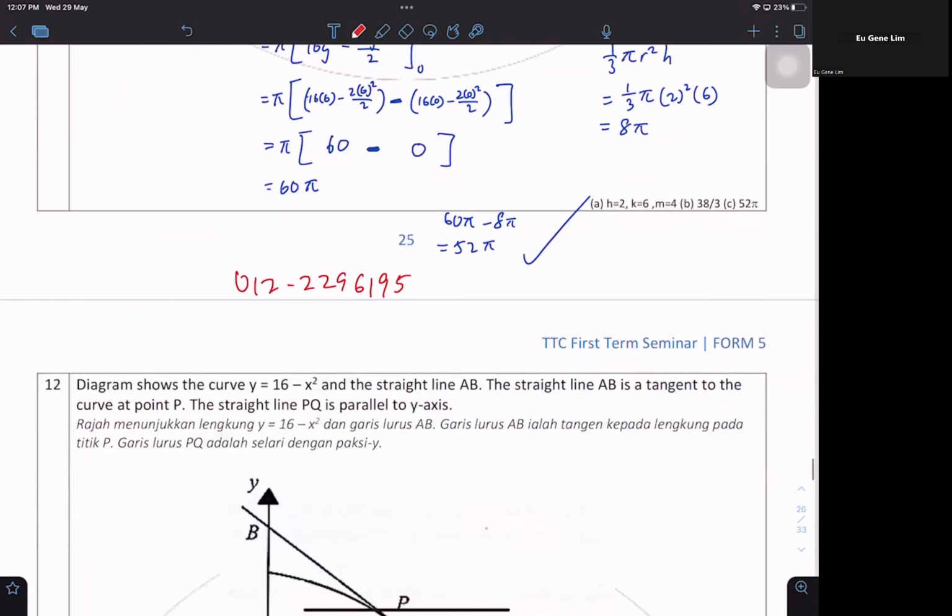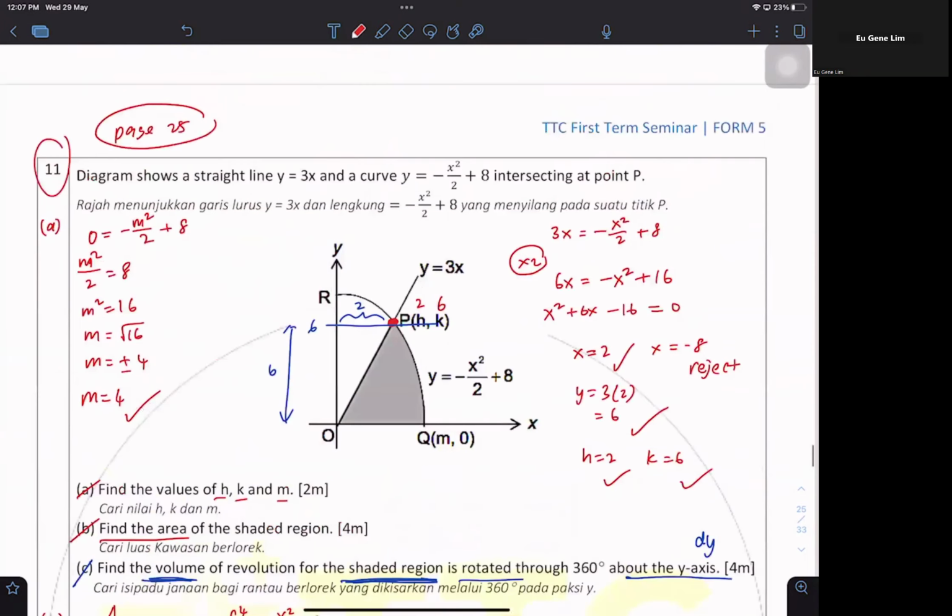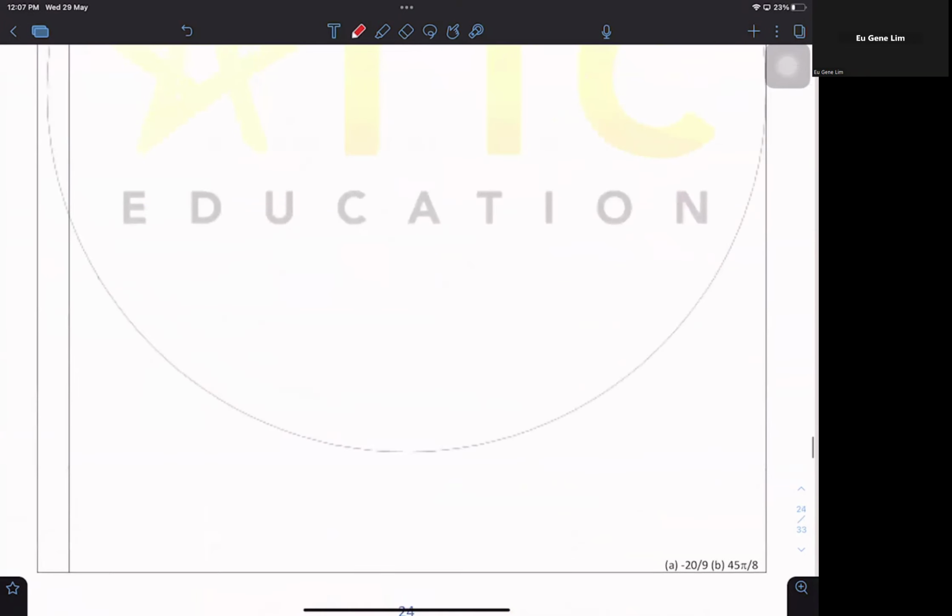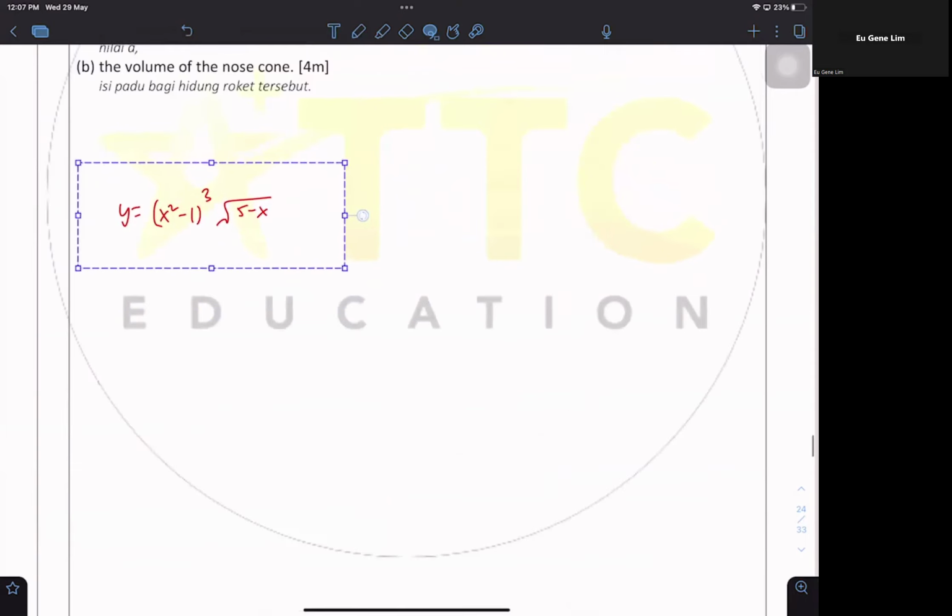The question asks you to differentiate. Okay, let's try. y equals x squared minus 1 to the power of 3, and then square root of 5 minus x. Like this. Yeah, same exactly. Okay, good.